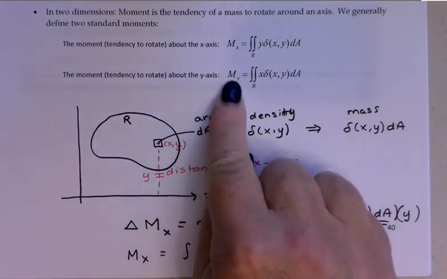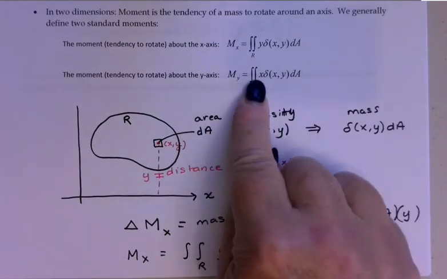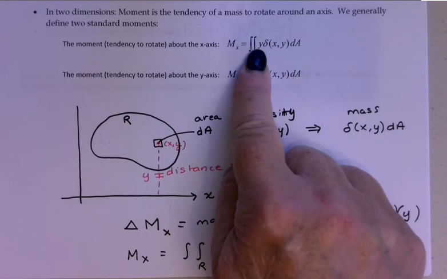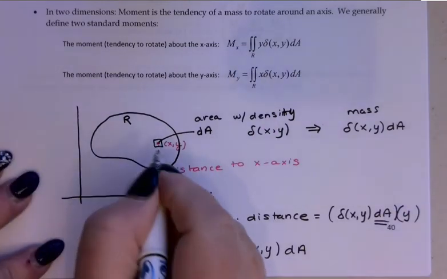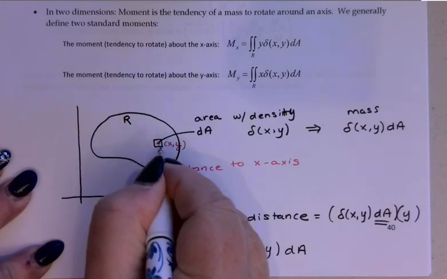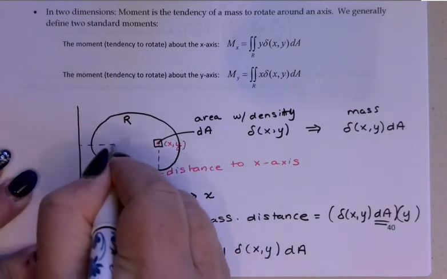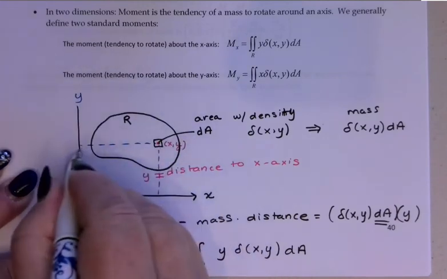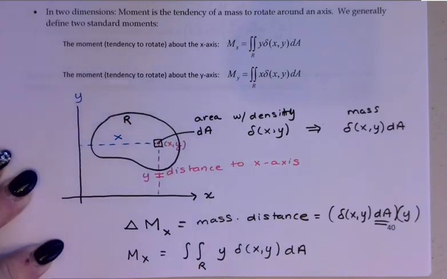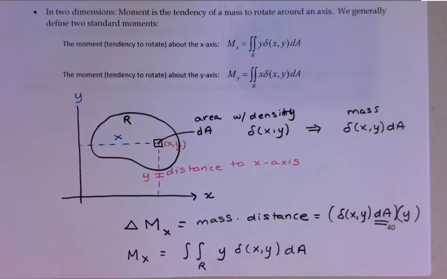Notice that the M sub y formula is exactly the same with the exception of instead of a multiplier of y, we have a multiplier of x. And if you think about this little piece of area again, the distance to the y-axis would be an x distance. And so everything else stays the same except the distance would become x instead of y. And that's how we would get that formula.